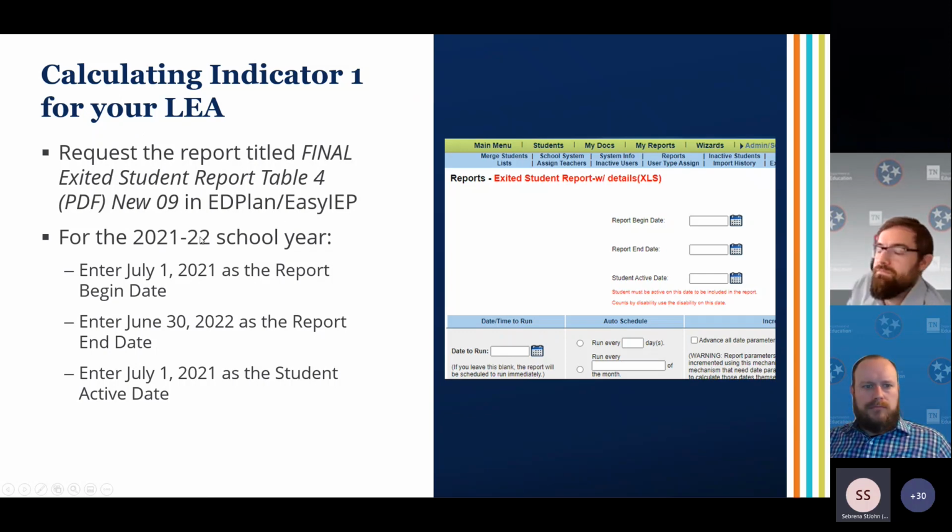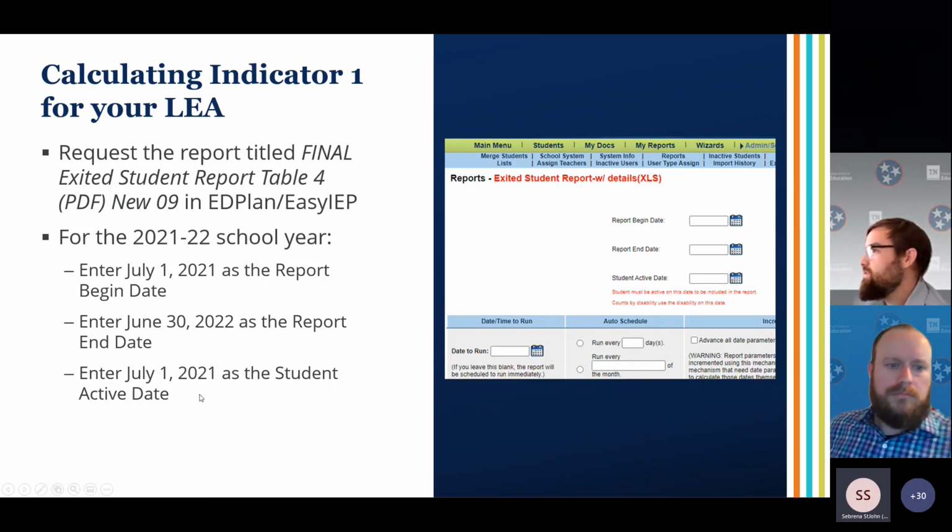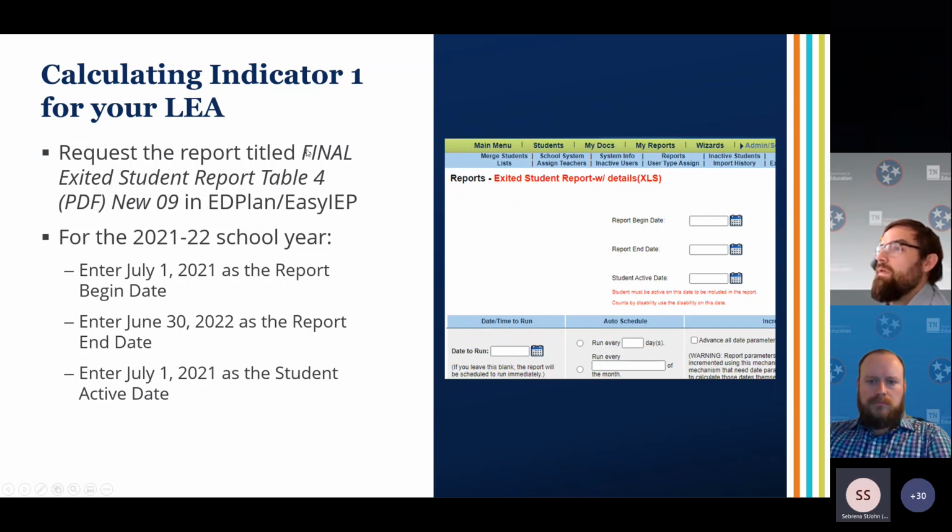This is if you are wanting to look at your exit data, your exit report for the 2021-22 school year, you would just enter July 1st, 2021 as the begin date, June 30, 2022 as the end date, and the student active date of July 1st, 2021. You can pull down the PDF if you just want to calculate your percentage. I like to also look at the report with details, which is in Excel as opposed to a PDF. If you are savvy in Excel, you can type the formulas in yourself there and calculate. Otherwise, if you have the PDF, you can just grab a calculator and calculate it that way.